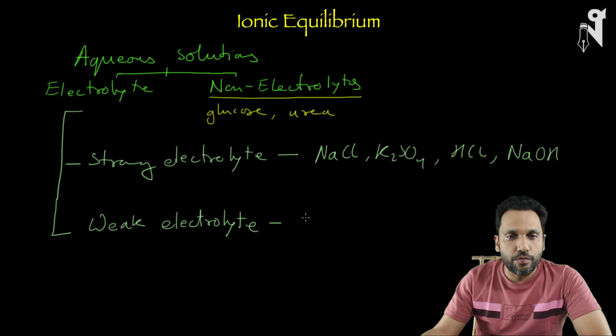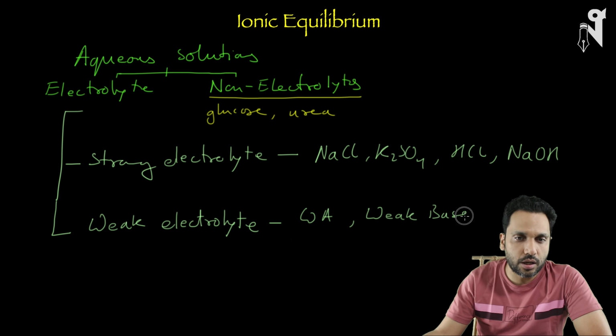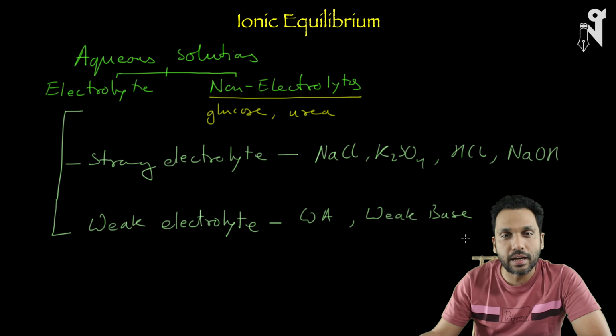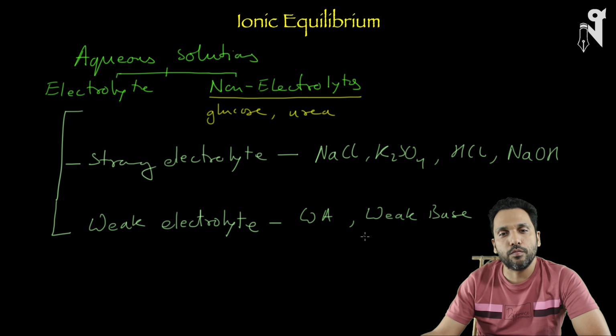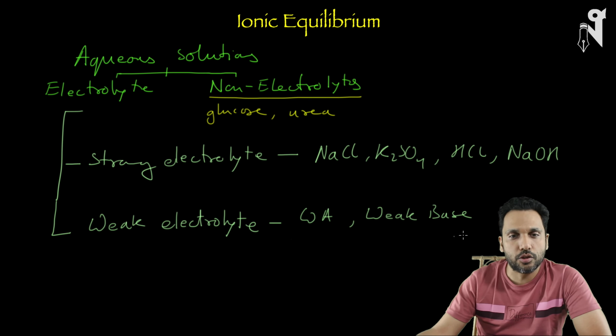These would cover your weak acids, and your weak bases. These are your weak electrolytes, and the bulk of this chapter, ionic equilibrium, will be dealing with weak acids and weak bases, such that equilibrium is formed.